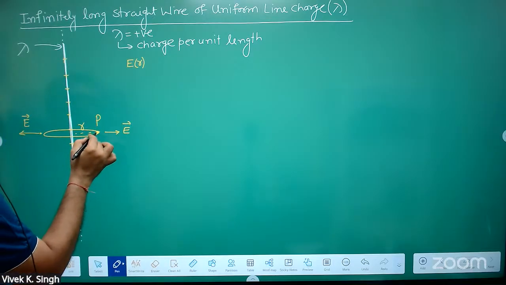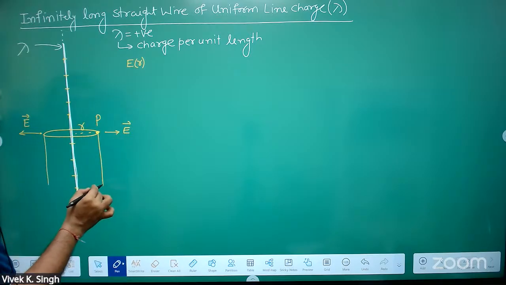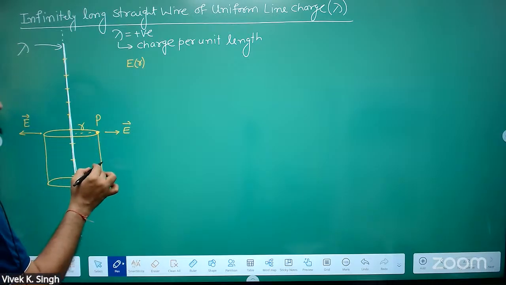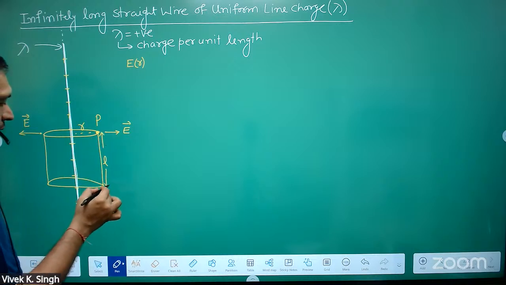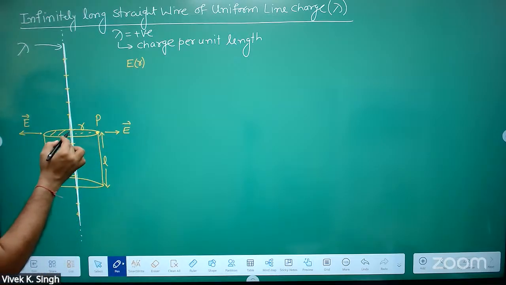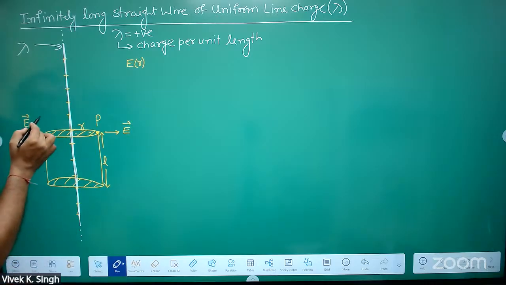ठीक है? So if you have to find electric field at any point P on this circle, you have to draw a Gaussian surface. Let's assume this Gaussian surface is a cylinder of radius r and its length is L. हम एक L length का और r रेडियस का गॉसियन सिलेंडर ड्रॉ करेंगे. It is a closed surface. ये क्लोज सरफेस है. ठीक है? So let's call it a Gaussian surface.